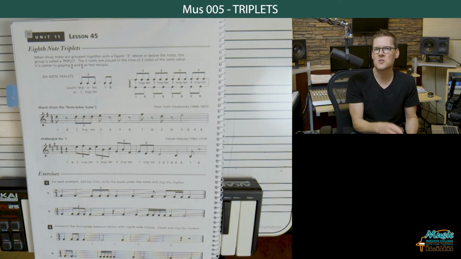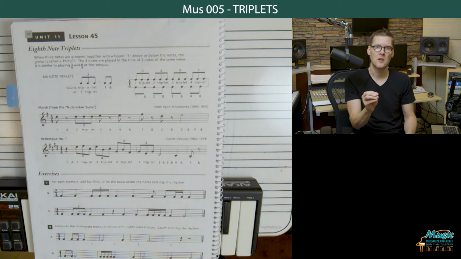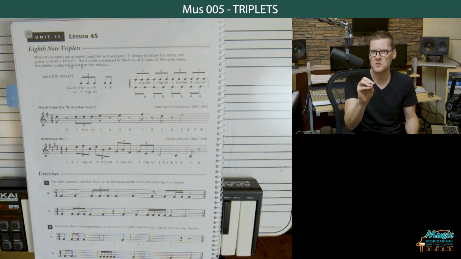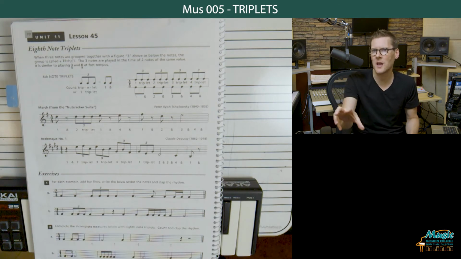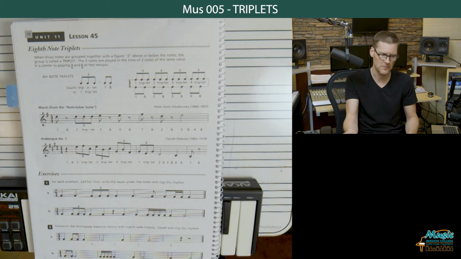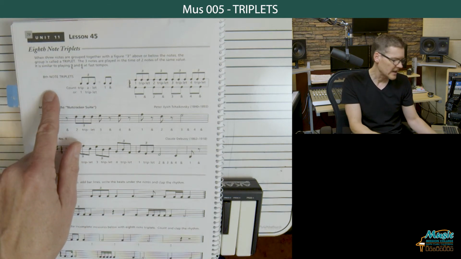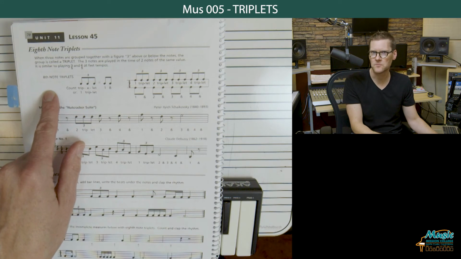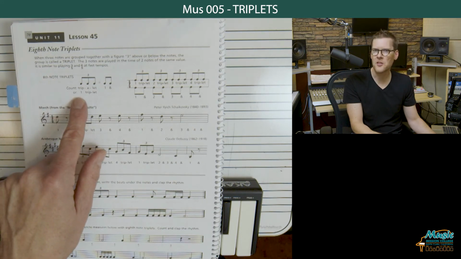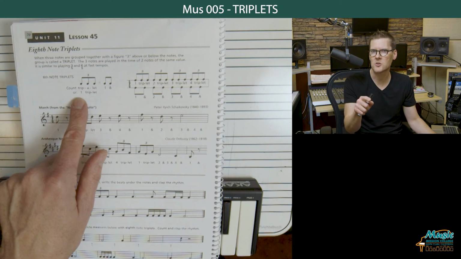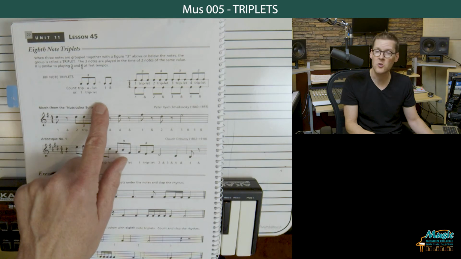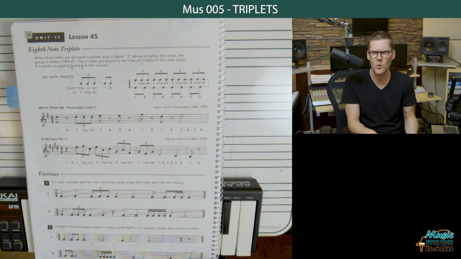Triplets are really just one type of note grouping where we're taking a group of notes and we're putting them in the space where there would normally be, let's say, only 2 notes or only 1 note. So in the case of an eighth note triplet, we're grouping 3 notes together and we're saying we're going to play those in the same amount of space and time that you would normally play 2 eighth notes. How does that work? Doesn't seem like it could be possible.